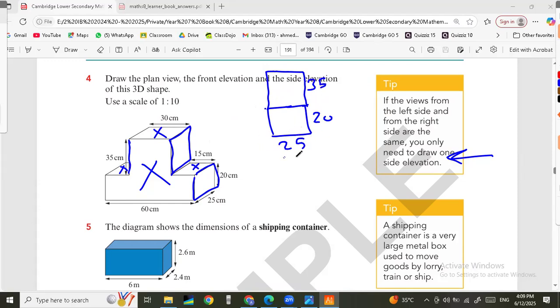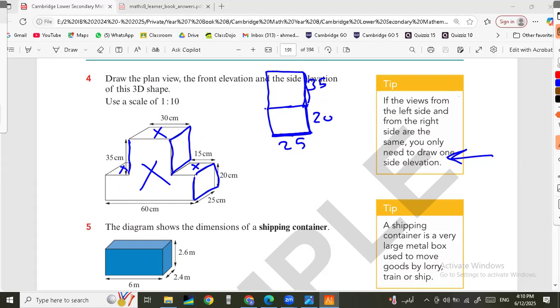But Mister, will I really draw 25 centimeters? No. They said to you that each centimeter is actually 10. So you're going to draw here only 2.5 centimeters on your ruler. All right, and here only 2 centimeters on your ruler. And here only 3.5 centimeters on your ruler. And this will be it. That's it. Once you finish it, that means you finished the side elevation.